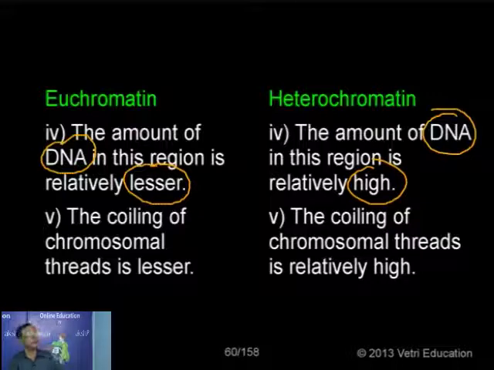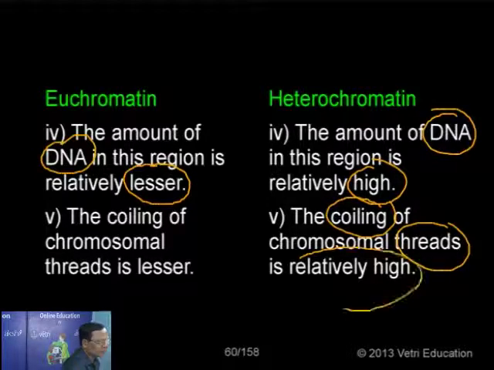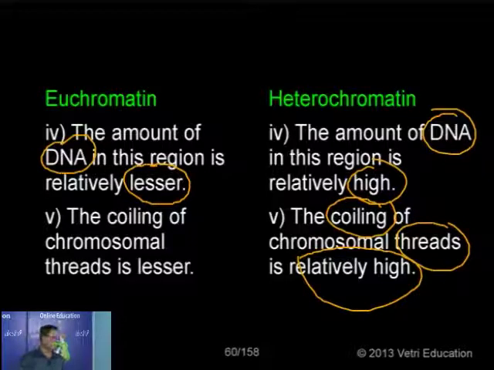Then regarding chromosomal coiling, the coiling of the chromosomes occurs, which is why the heterochromatin region becomes denser. The coiling of the chromosomal threads there is relatively high. That is why it becomes darker, or darkly stained. The coiling of chromosomes in euchromatin is lesser, which is why it is in a diffused state. So these are some of the differences between euchromatin and heterochromatin.